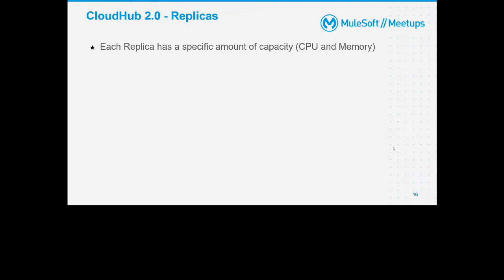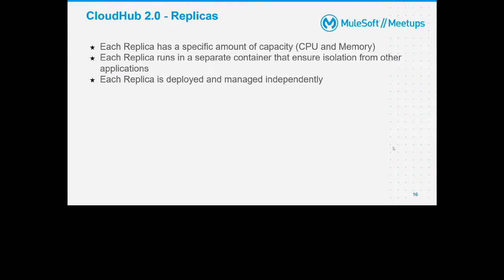When we are selecting a replica, we have to select whether it's 0.1 vCore or 0.2 vCore, and based on that it will decide the CPU capacity and the memory size. Each replica runs in a separate container, and that's why they are isolated from each other, ensuring that my applications run in isolation. These are deployed and managed independently. So CloudHub 2.0 manages the applications at the replica level.